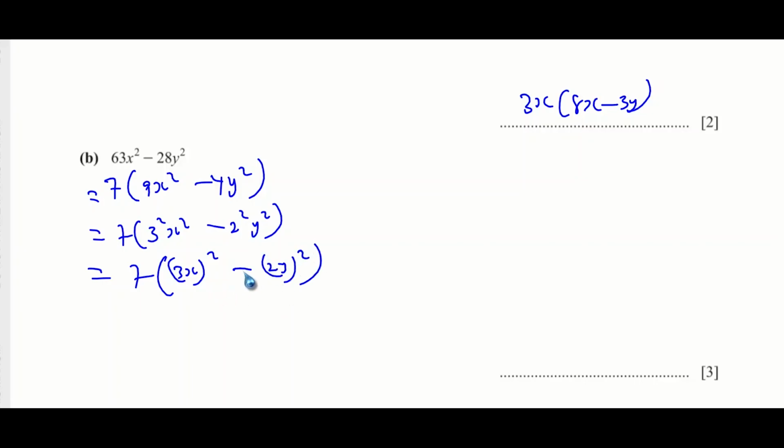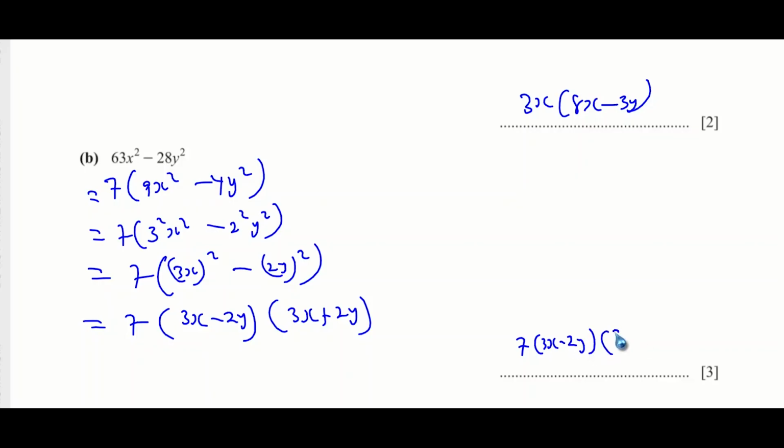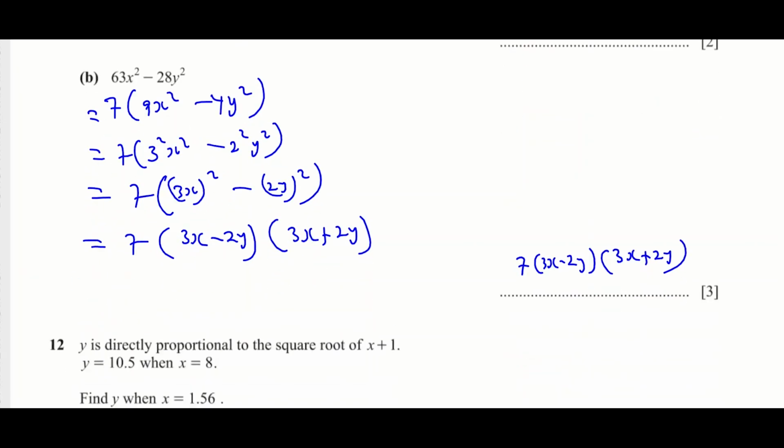So we have a difference of two squares. That will be 7 into (3x minus 2y) into (3x plus 2y). That will be the final answer.